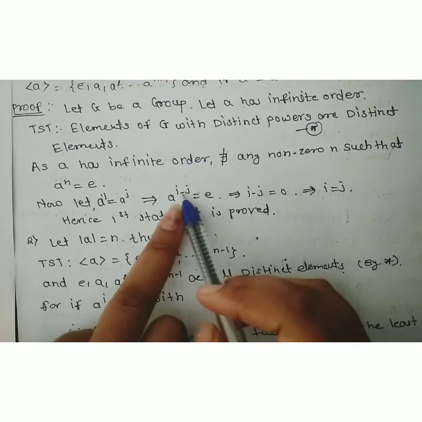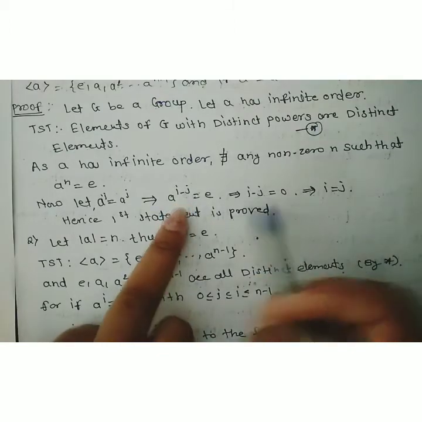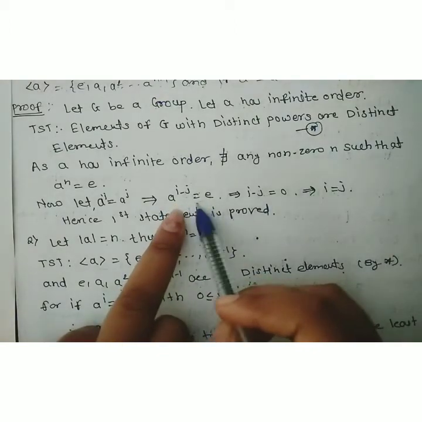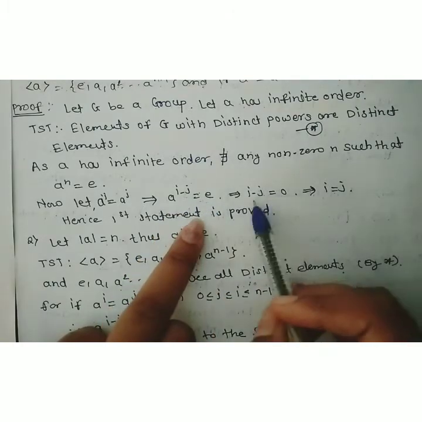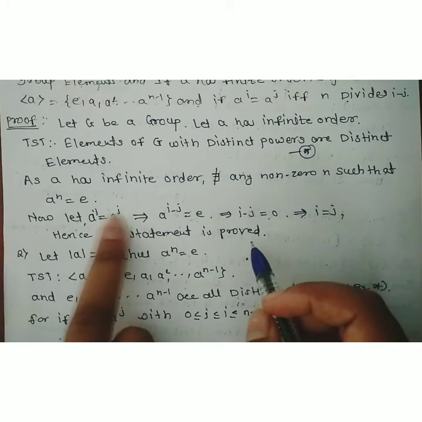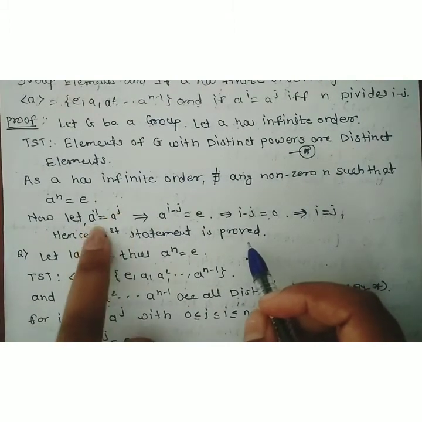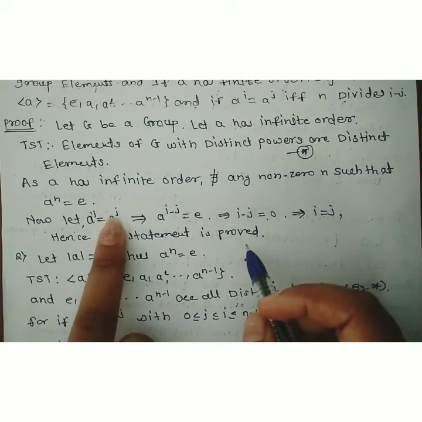Therefore i minus j must be equal to 0. This condition does not happen otherwise, because the order of A is infinite. Therefore i minus j is equal to 0. Since i minus j is equal to 0, this implies i is equal to j, and if you put j equal to i here, a to the power i is equal to a to the power i, therefore these two elements are the same.